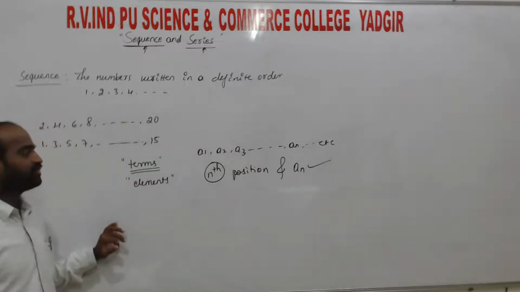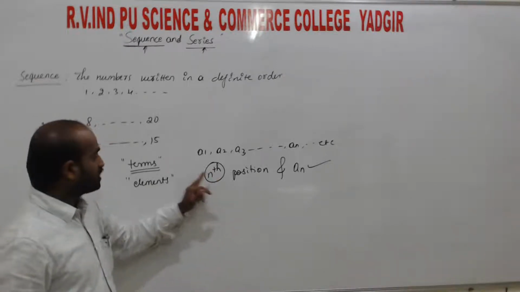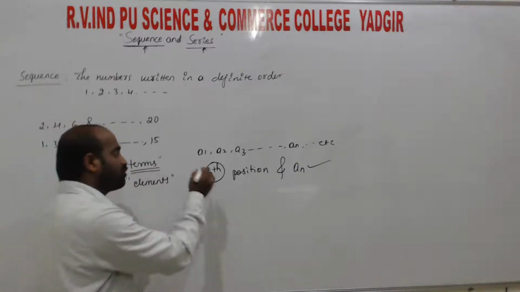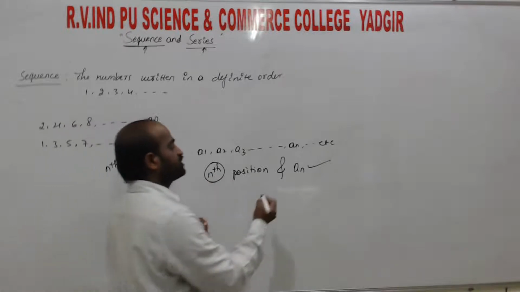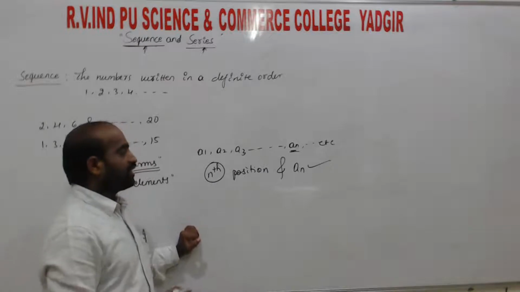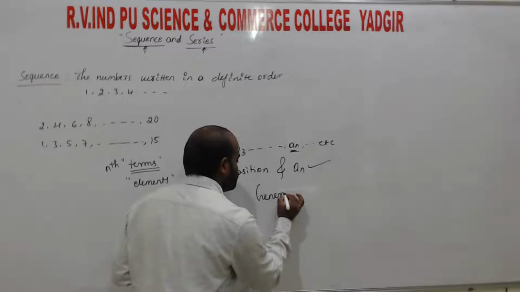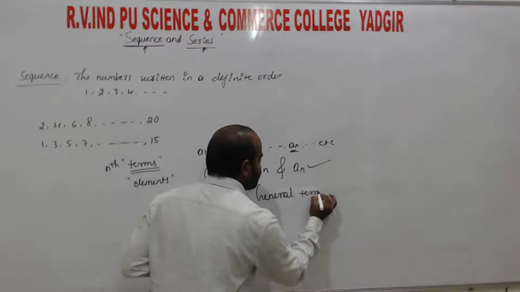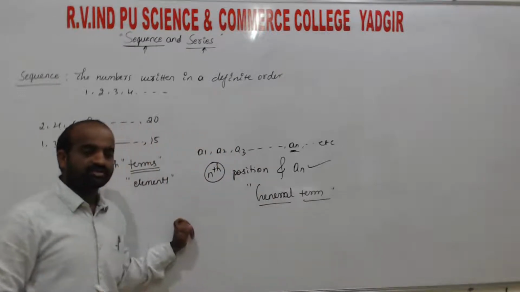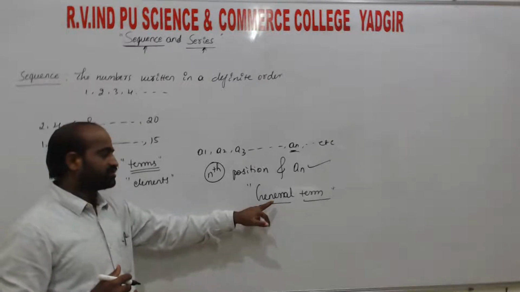The nth term of the sequence is the number at the nth position of the sequence and is denoted by A n. The nth term is also called the general term of the sequence. The nth term is also known as what? The general term.